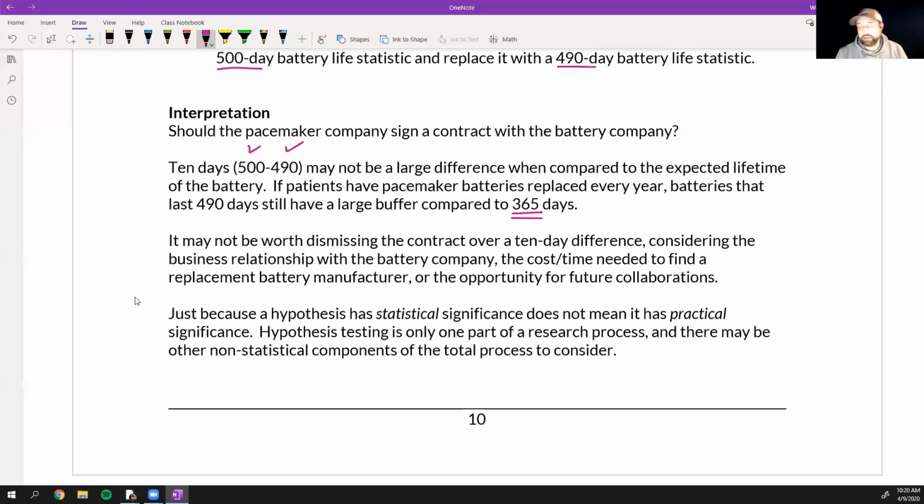So the upshot is, just because a hypothesis has statistical significance doesn't mean it has practical significance. You may choose to go ahead with this contract due to other external factors. The job of the statistician in determining whether or not the 500-day battery life claim is statistically significant is done. You've shown that we should reject that null hypothesis. So that work is done. Now it's up to the PR and the company people to decide whether or not they should continue with the contract.